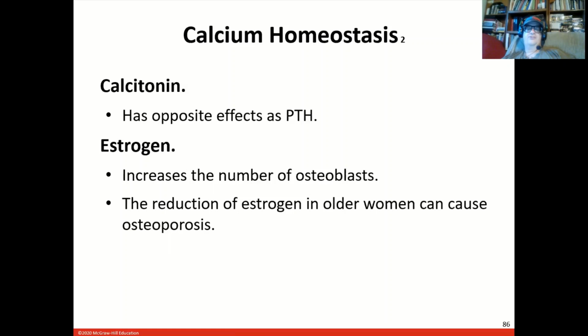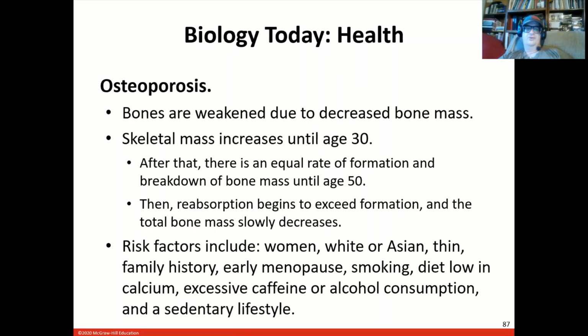Estrogen will increase the number of osteoblasts, the bone building cells. When women get older and go through menopause, reduced estrogen, they don't have as many osteoblasts, as many bone builders. And that means that they're going to have trouble building bone. The osteoclasts are still there doing their job, so you may end up with weakened porous bone. Osteoporosis literally means bone with pores in it, bone with holes. So osteoporosis, the bones are weakened, they have less bone mass.